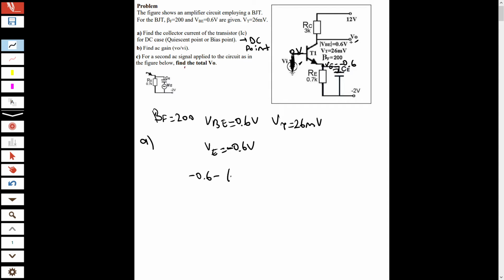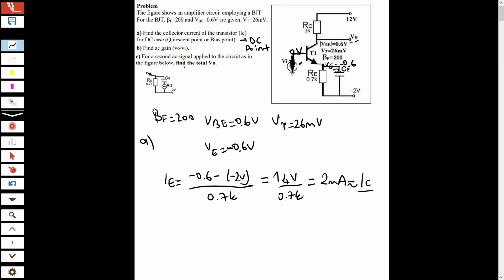minus 6 volt minus minus 2 volt, divided by 0.7K, equals the emitter current I emitter. This is Ohm's law. It is 1.4 volt divided by 0.7K, which is 2 milliampere, and it is approximately IC. Okay, we did section A. Now what is asked is to find the AC gain, V output over VI.